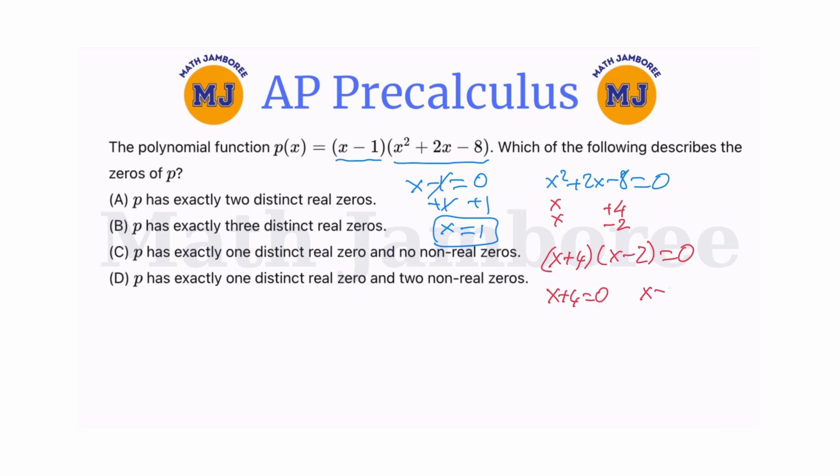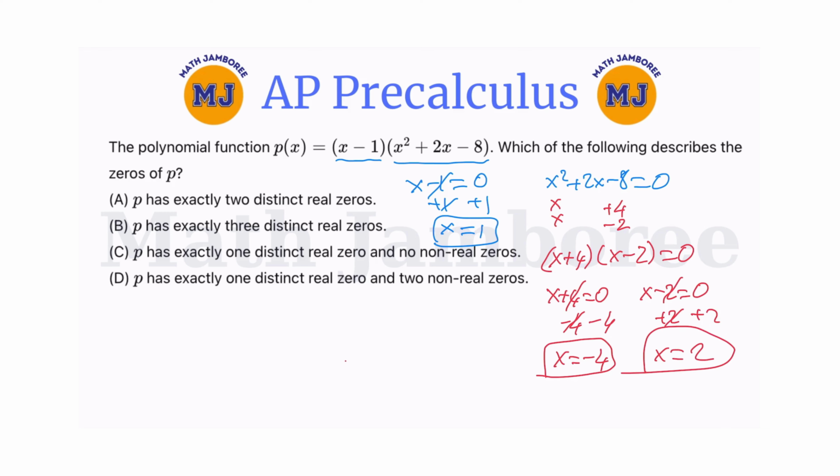We'll just take away 4 from both sides, so x equals negative 4 on this one. And on this one we add 2 to both sides, so x becomes 2. So we have found that the roots are negative 4, if we write them in order, 1 and 2. So this polynomial has exactly 3 distinct real zeros. Because of that, the correct answer to the problem is choice B.